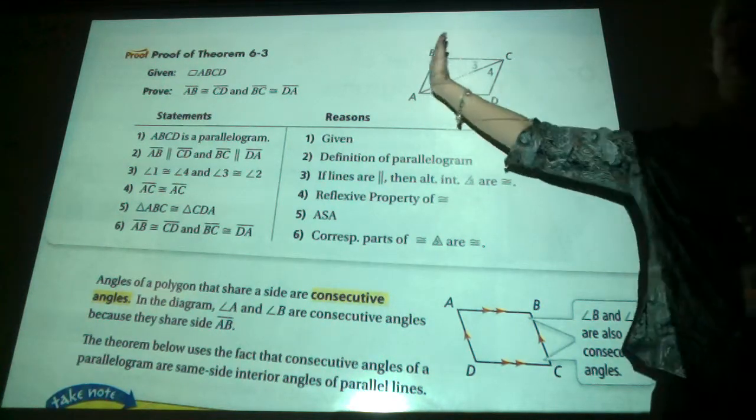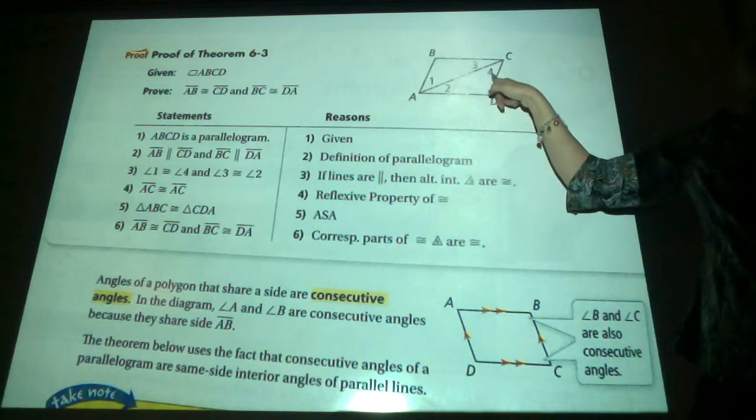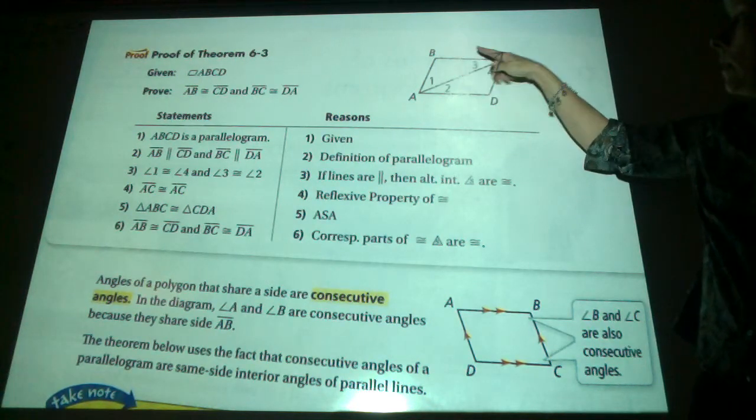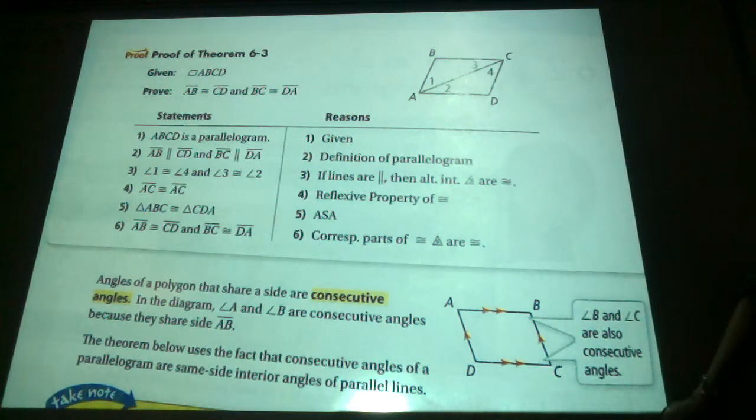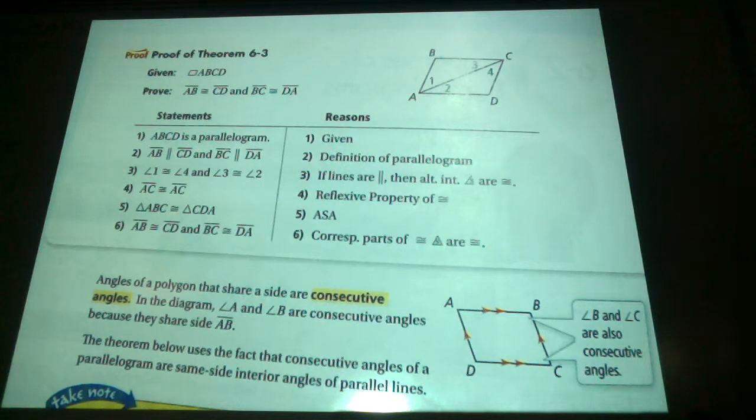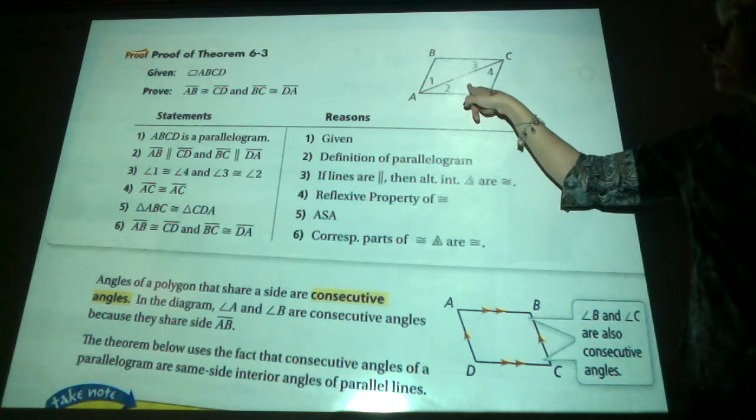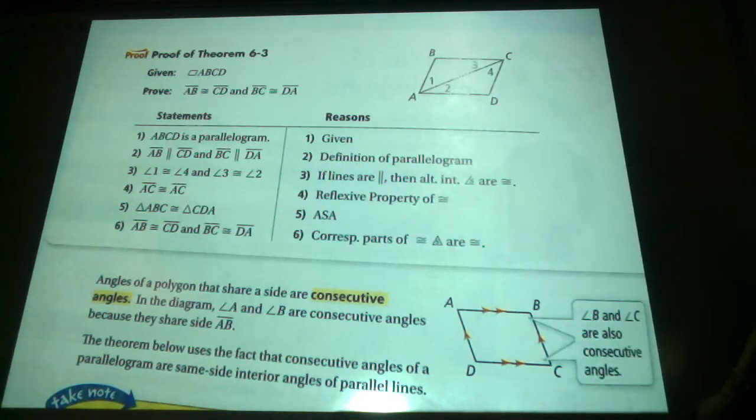Aren't these parallel lines here? Aren't those alternate interior angles on parallel lines? And if these lines are parallel, aren't angle 2 and angle 3 also alternate interior angles? And so that's why they've used this: if lines are parallel, then alternate interior angles are congruent. And so now we've got angle, right? And then they say that segment AC is congruent to segment AC. Isn't that a shared side of these two triangles? And isn't that the reflexive property of congruent segments?